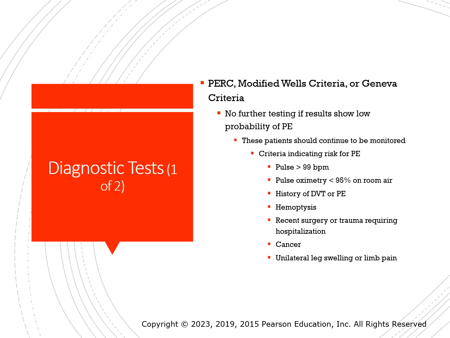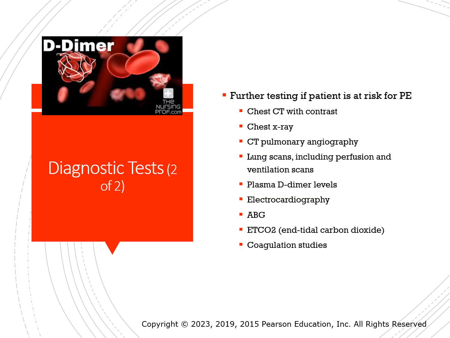And here are the following criteria. A pulse rate greater than 99, pulse ox less than 95 on room air, history of DVT or PE, hemoptysis, recent surgery or trauma requiring hospitalization, cancer treatment, unilateral leg swelling. Okay? And then here's some further testing. If the criteria tested indicate that the patient is at risk for PE, then the patient should undergo further testing such as an ultrasound. And so here are some tests that you would have.